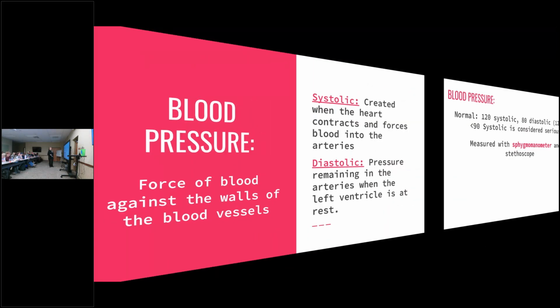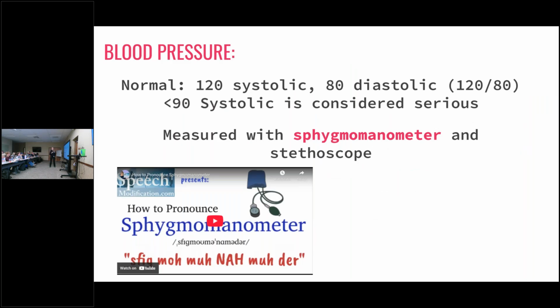Blood pressure, normal for an adult is 120 systolic, 80 diastolic, so 120 over 80. Anything less than 90 systolic is considered serious. If you observe that on scene, definitely take note of that and let your medic know. Blood pressure is measured with that word and a stethoscope.